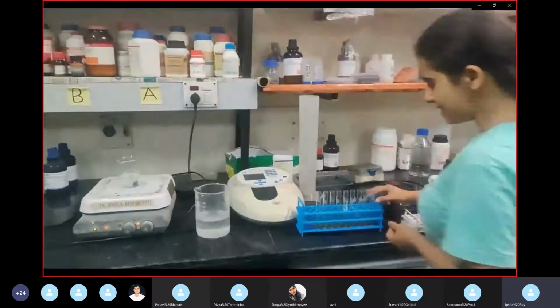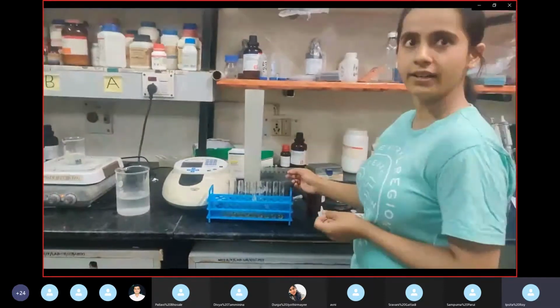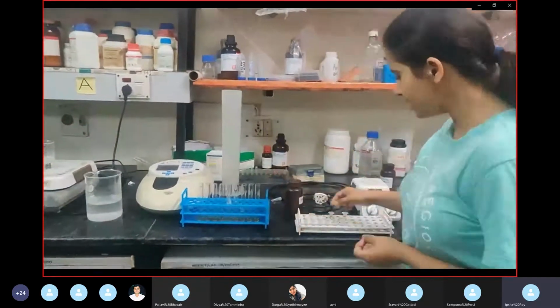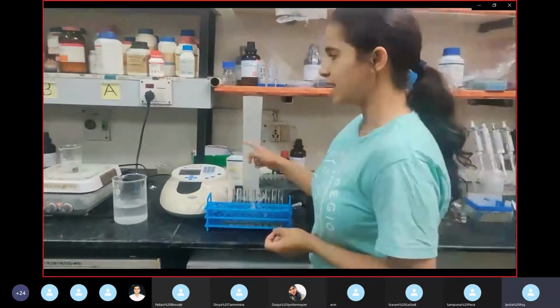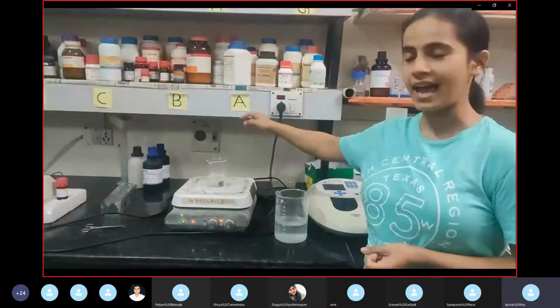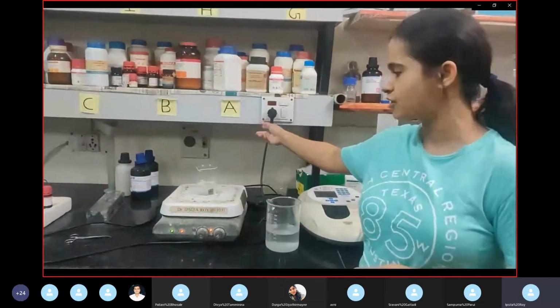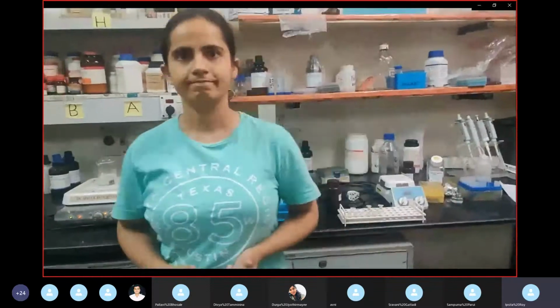And we have taken DNSA in this test tube, as we have done in the preparation of the standard curve of maltose, and we will add this one volume into each of these test tubes, and then we will boil this reaction mixture in boiling water in the same way as we have done in the preparation of the standard curve of maltose, and then we will see the change in color.